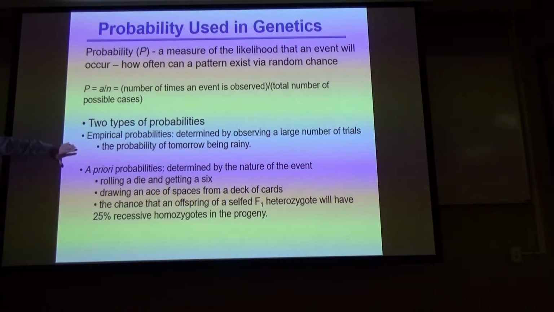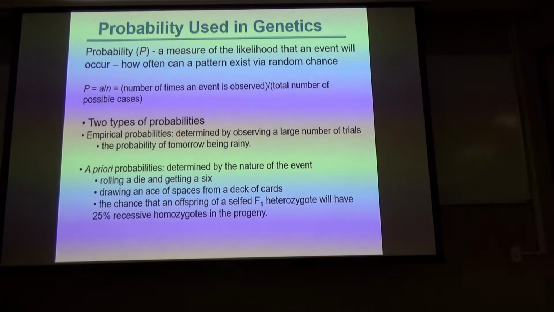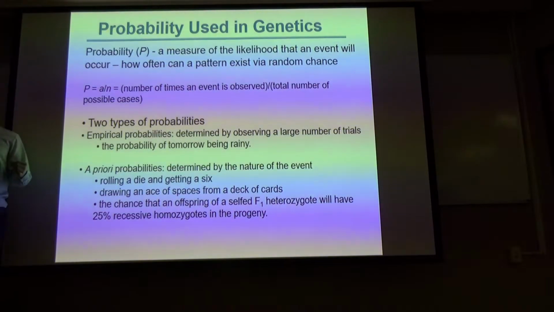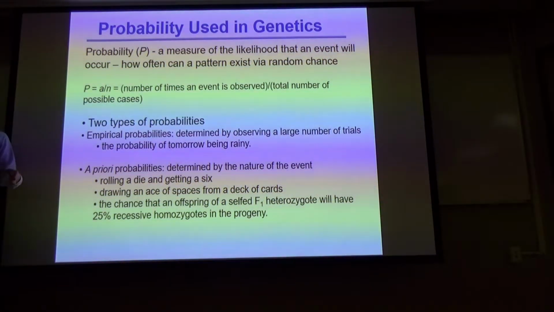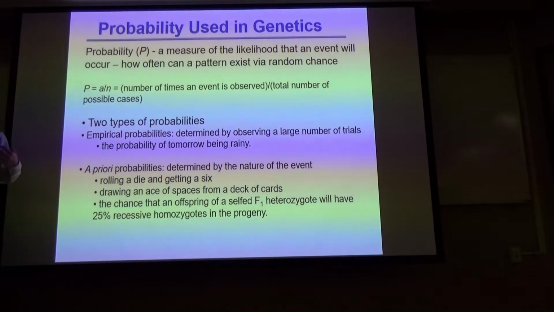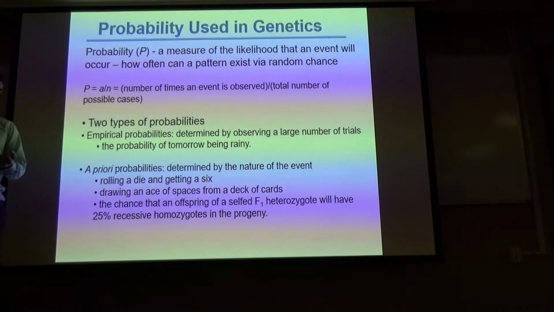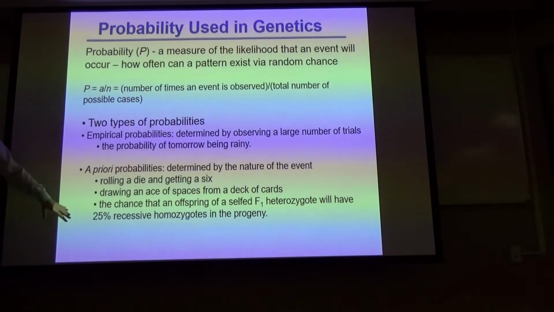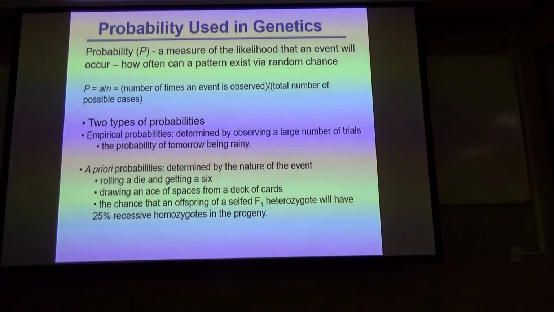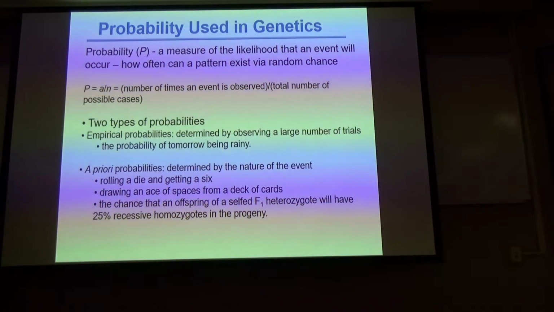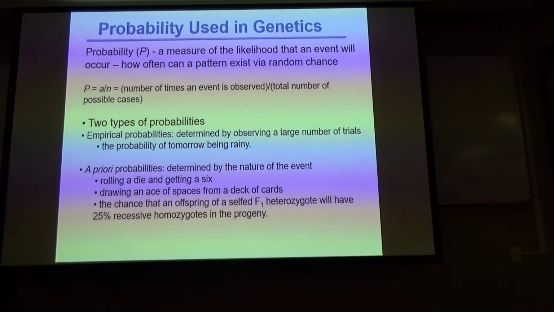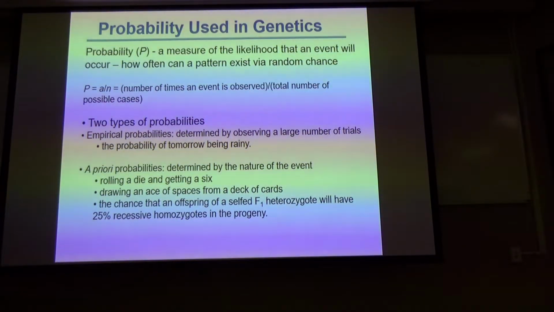But we also have a separate kind of probability, and that's a priori probabilities, which are determined by the nature of the event itself. If you have a fair die, every one of those 6 sides should have an equal probability of 1/6 of coming up when you roll it. Drawing a card from a deck of 52 cards, the probability of drawing any one card is 1 out of 52. Or, more importantly in this context, thinking about genetics, the chance that an offspring of a selfed F1 heterozygote will be 25% recessive, 50% heterozygous, or 25% homozygous dominant in the progeny generation.